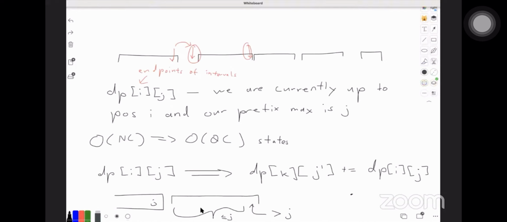Well, what is the coefficient? Any of these values in between can be anything less than or equal to j, so there are j possibilities for each. The total number of them is k minus i, yeah, I think k minus i minus 1. And then k itself has to be set equal to j prime, which is greater than j. So our transition looks something like this.